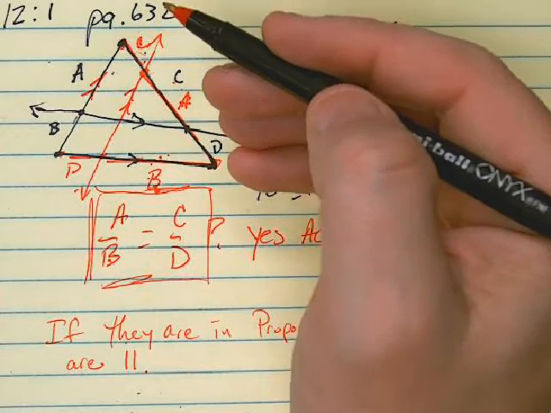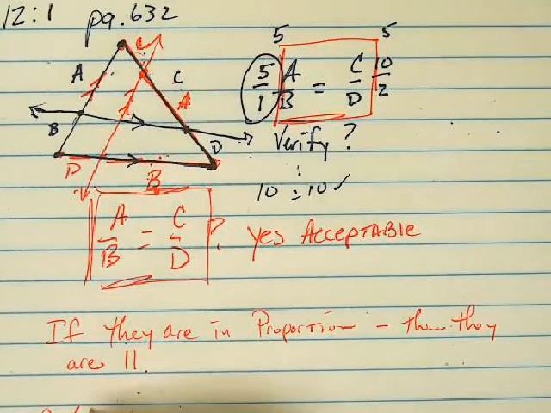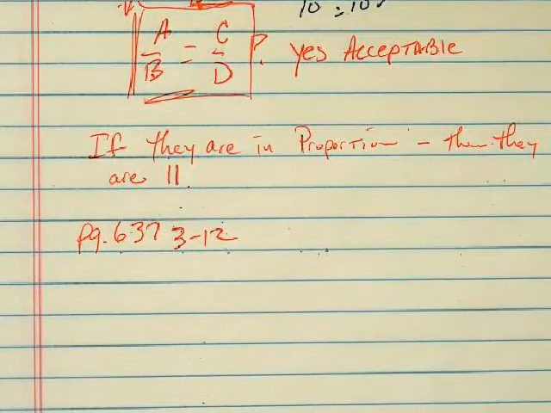This started in 637, I think, 3 through 12, I believe. It was due last night. 637, 3 through 12, I believe that was the homework. Does everyone remember that on Canvas? You know what?